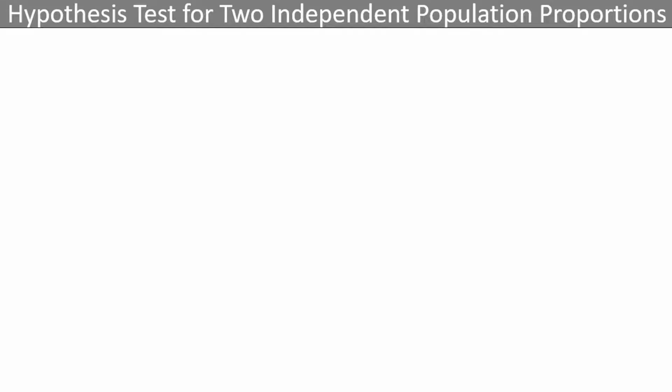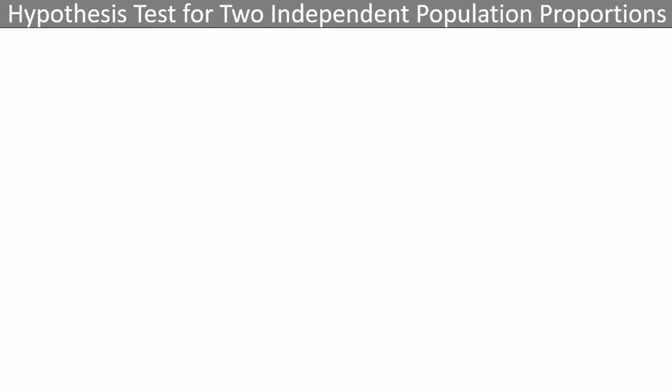Welcome, my friends! Today we will be discussing the hypothesis test for two independent population proportions using the TI-84 calculator. The goal of the two-sample proportion test is to determine if the proportion from population 1 is greater than, less than, or different from the proportion of population 2.